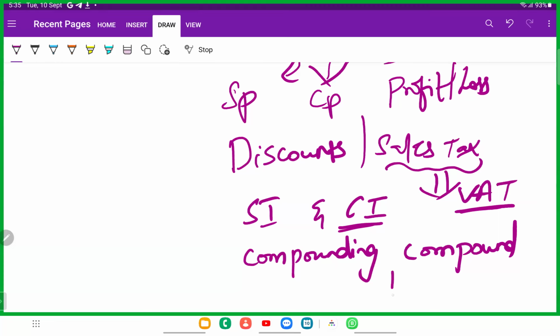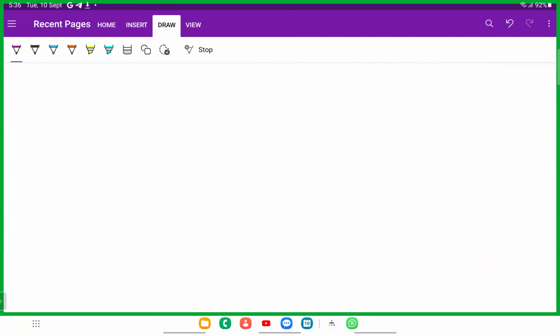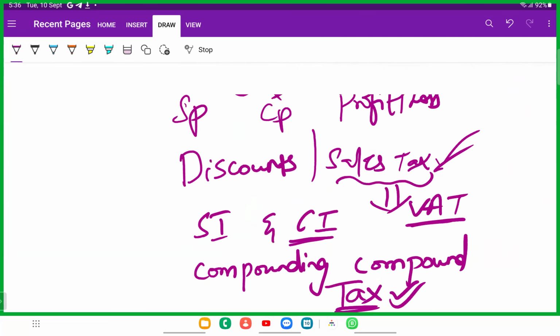What's the difference between sales tax and value added tax? I hope, since we just began the chapter, we will discuss in detail as soon as we reach there. We are about to clear the concepts of each and every topic, so please bear with me. I'm giving you just the gist. So all these things we'll be discussing in this chapter.